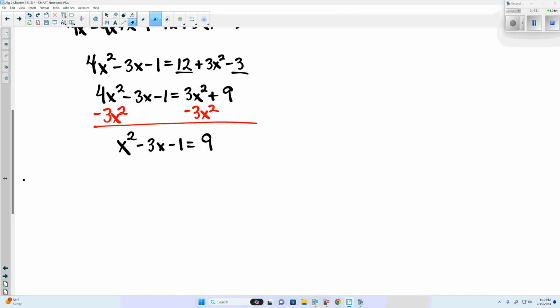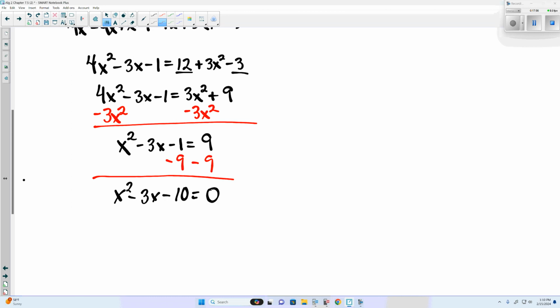The same thing has been true if the 3x, the middle term, canceled out completely. We can solve it by the square root method. Get x squared by itself, square root both sides. But here, it did not. So what can we do next? Subtract 9 from both sides. Telling us that we have x squared minus x minus 10 is equal to 0.